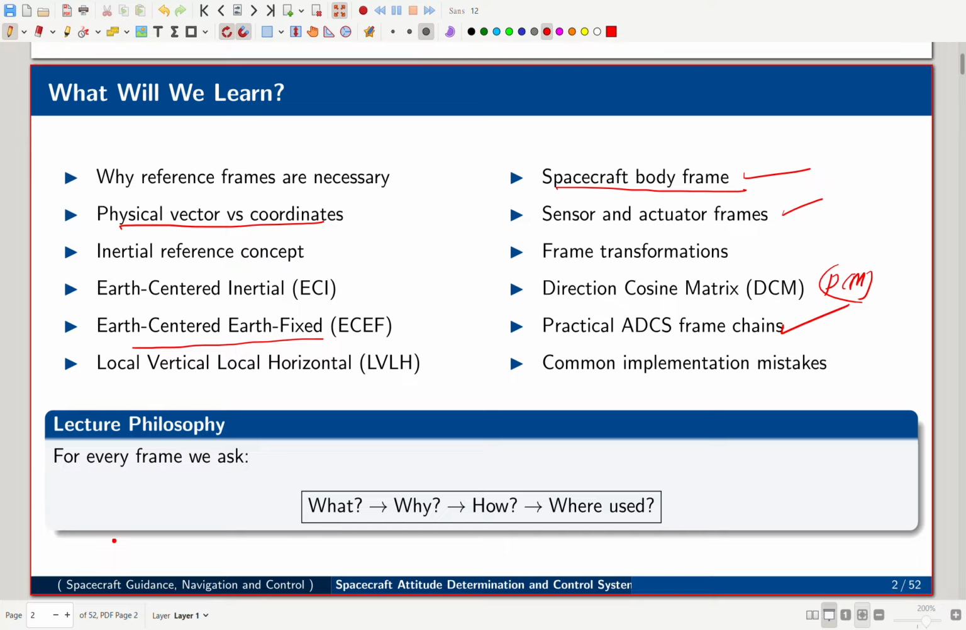Here, for every frame we need to ask what we want to achieve and why it is needed, how we can assign a frame, and where it is going to be used. There is a set of questions to be asked to understand the frames.